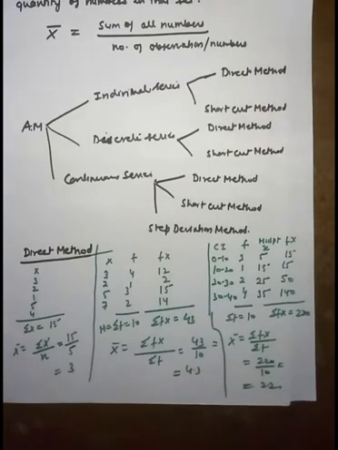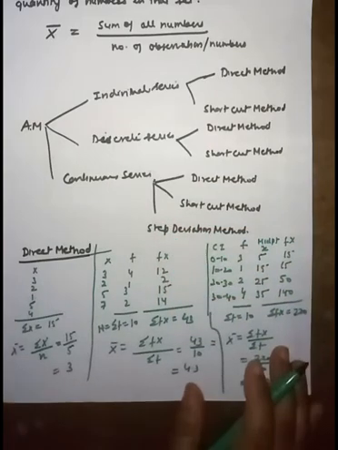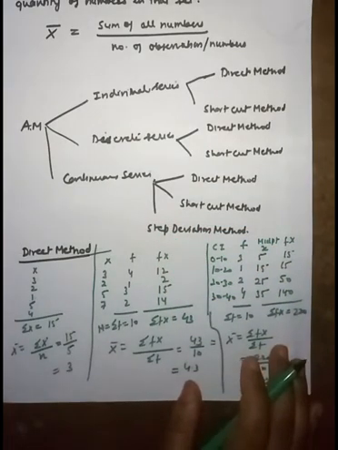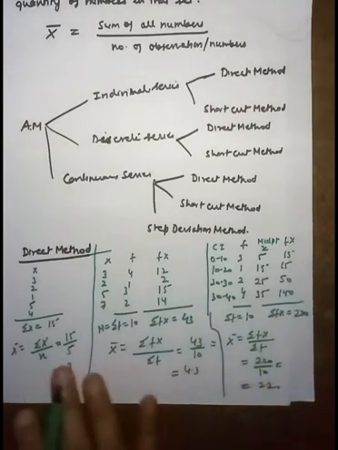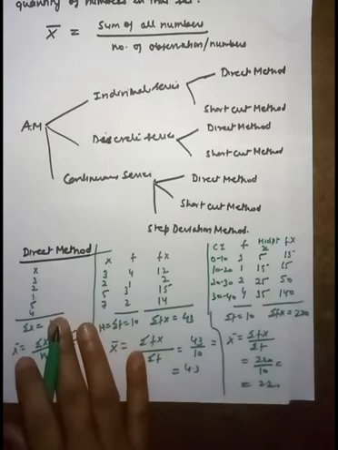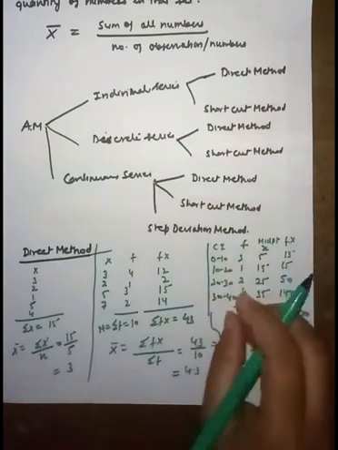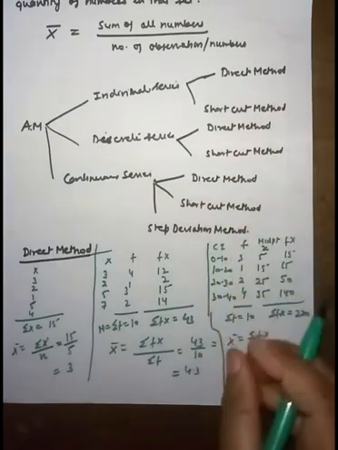So friends, this is the direct method. I'm using the direct method in all three series: individual series, discrete series, and continuous series. Now take the same examples for finding the arithmetic mean from the shortcut method.